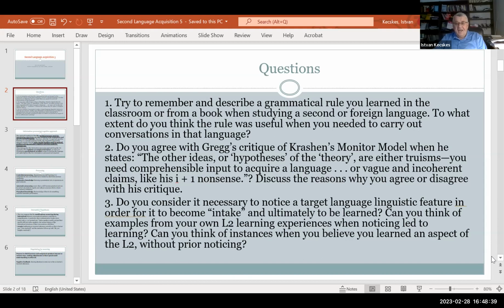Okay. Anything else? Anybody else? Yoon-hee, what do you think? Yoon-hee.